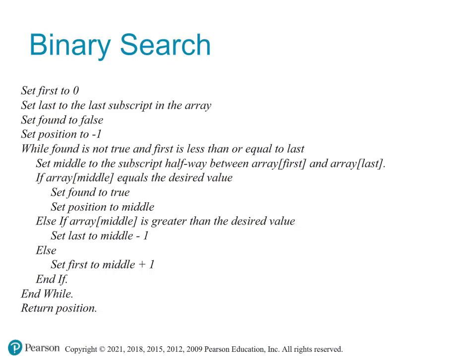If the middle element is greater than the desired value, set last to middle - 1 to narrow down to the lower half. Otherwise, set first to middle + 1 to examine the upper half. Continue this process in the loop until either found becomes true or first exceeds last. Finally, return the position, which will be -1 if the element is not found.